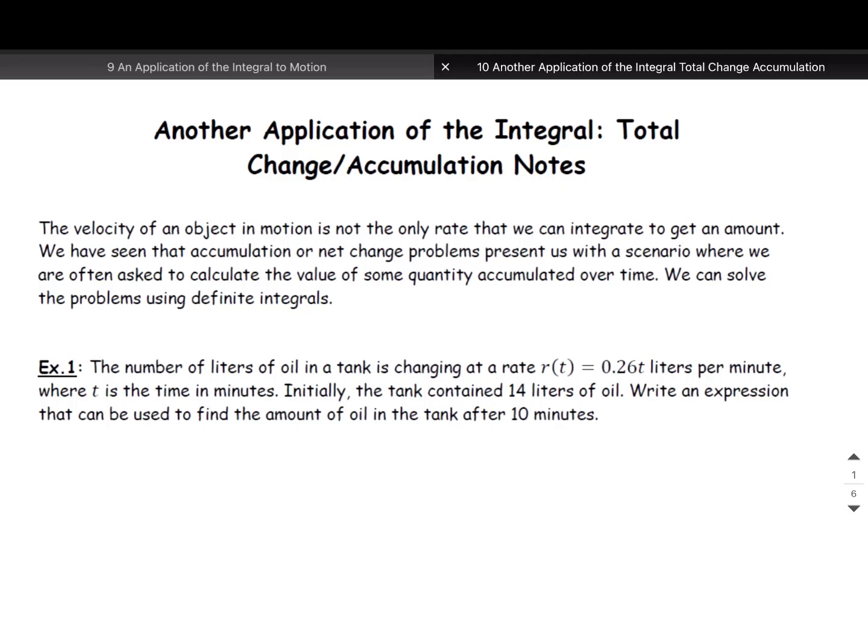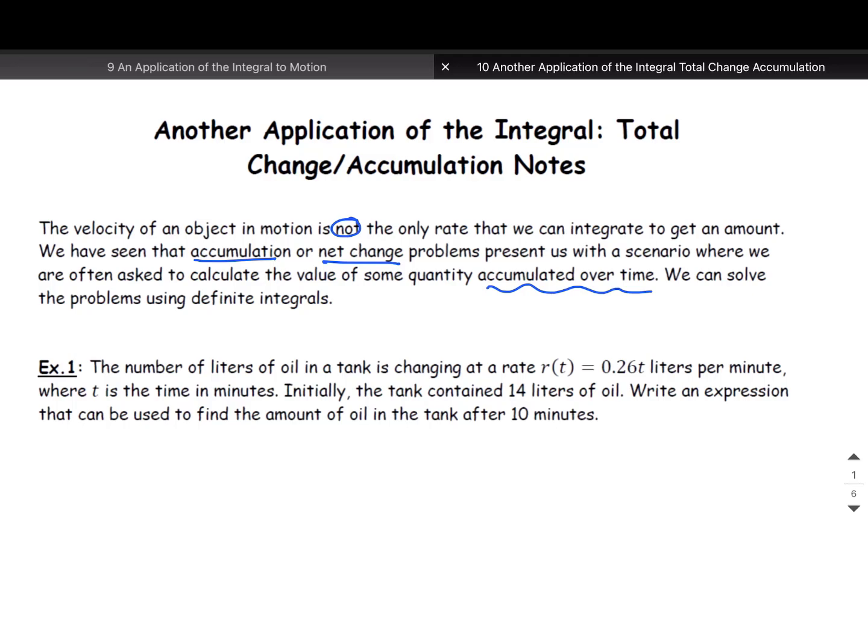We are going to continue looking at applications of the integral, and we're going to look at total change and total accumulation, okay? Because the velocity of an object in motion is not the only rate that we can integrate to get something. We have seen that accumulation or net change problems present us with a scenario where we are often asked to calculate the value of some quantity accumulated over time, and that involves an integral.